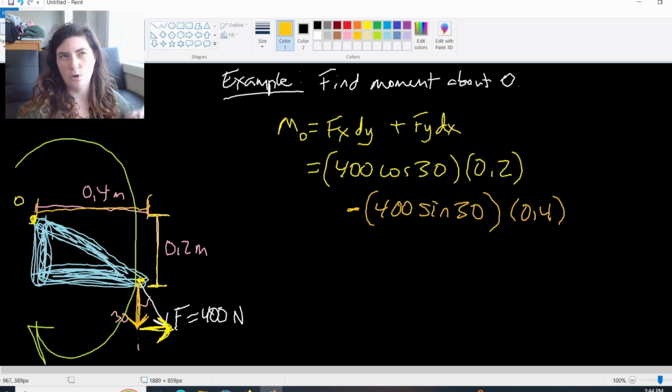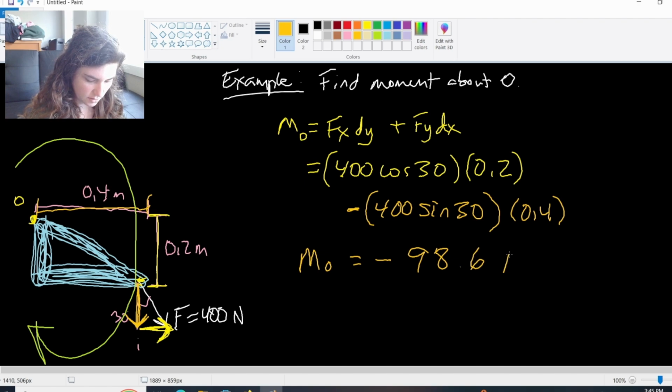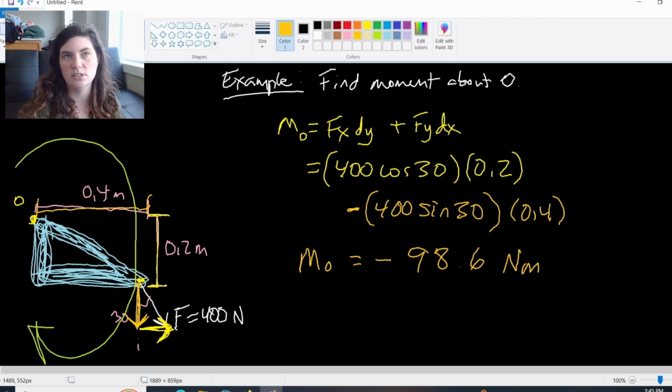Now we can think about, what should the overall direction be? If we think about F and do the moment for the whole of F itself, it should give us a clockwise moment. So we should expect to get a negative number here. We should expect to see a clockwise moment if we do the right-hand rule for the overall F. So in this case, when I punch this into my calculator, I get moment about O is negative 98.6 Newton meters.